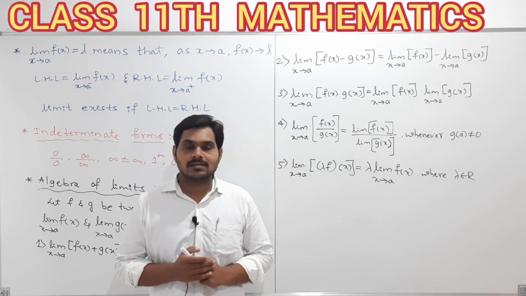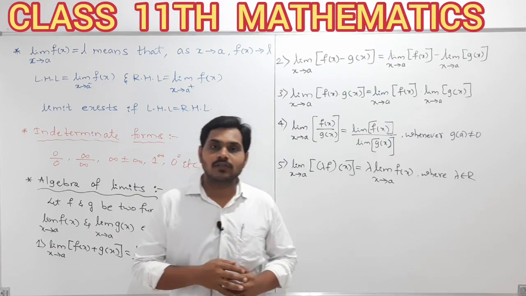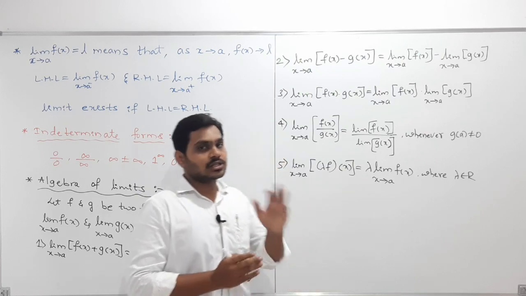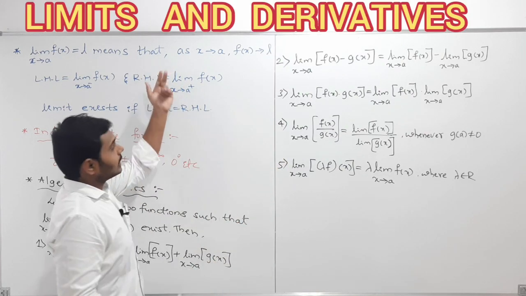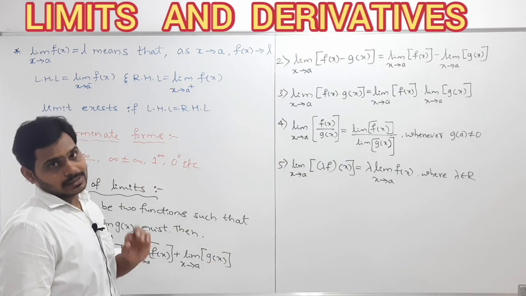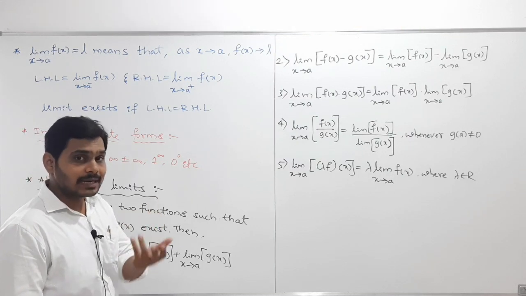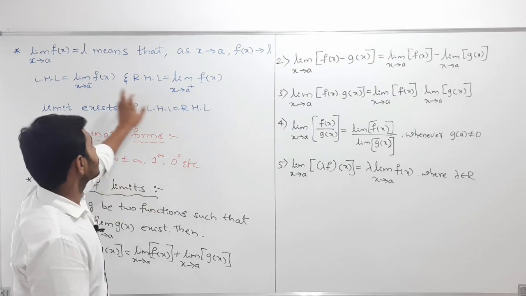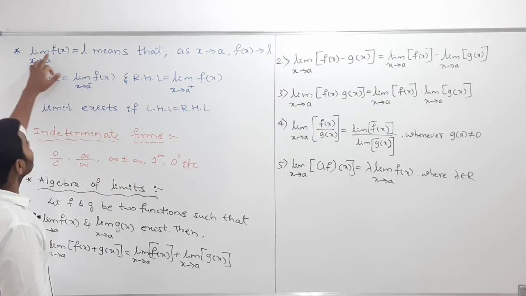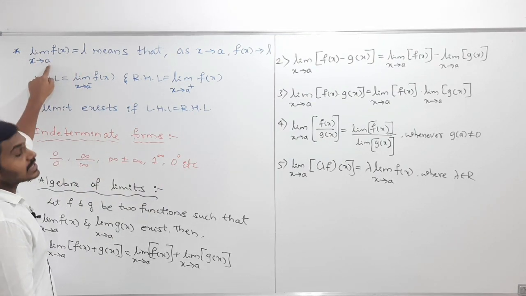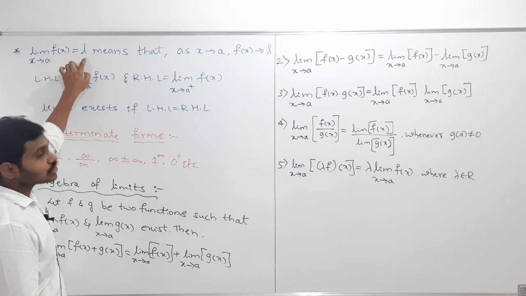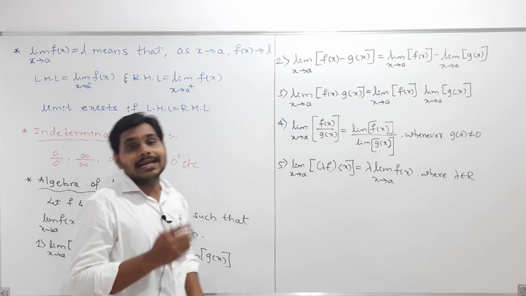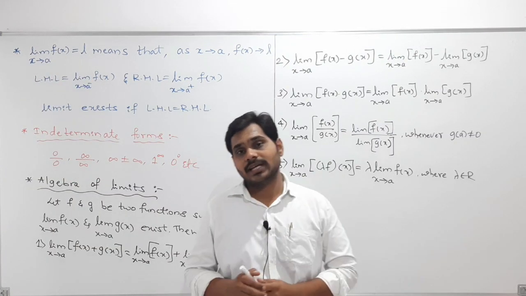In the previous class we discussed the concept of limits. So here I wrote the definition one more time. What is meant by limit, what is meant by LHL, and what is meant by RHL. So here it is, my dear students. Limit of f of x as x tends to a is equal to L. How to read that I also explained, but I am recalling it here.